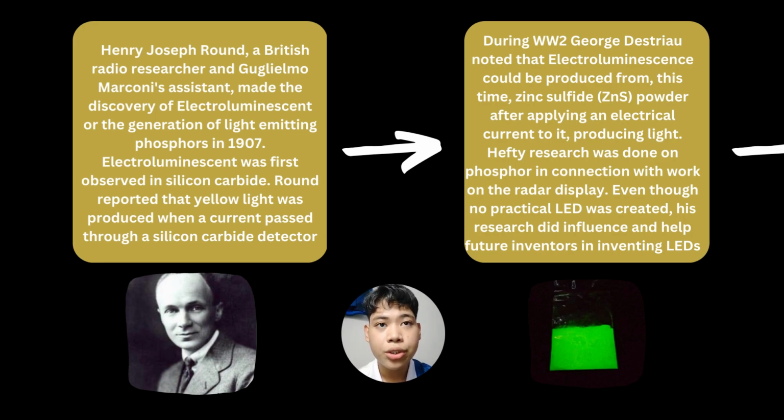The history continued when, in World War II, George Destriau noted that electroluminescence could be produced from, this time, zinc sulfide powder after applying an electrical current to it, producing light. Heavy research was done on phosphors in connection with work on radar displays. Even though no practical LED was created, his research did influence and help future inventors in inventing the LED.